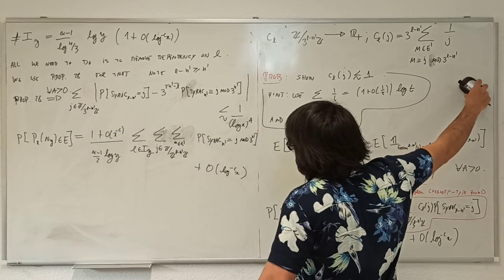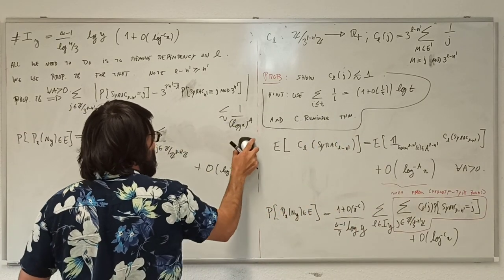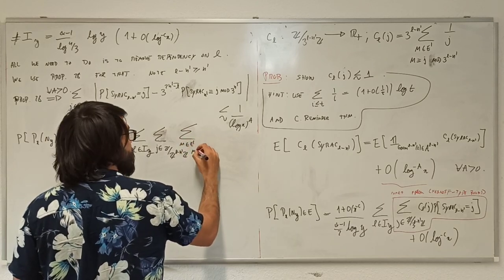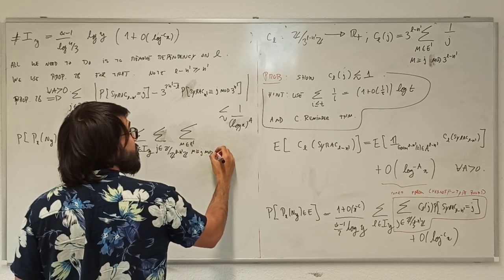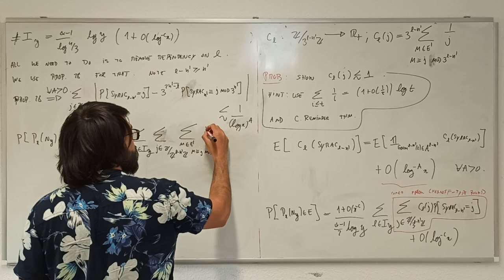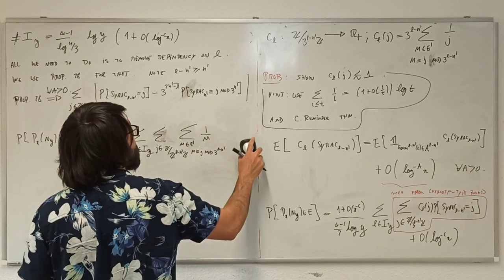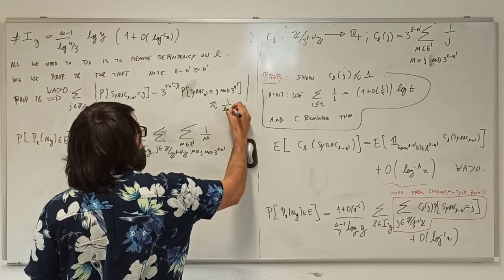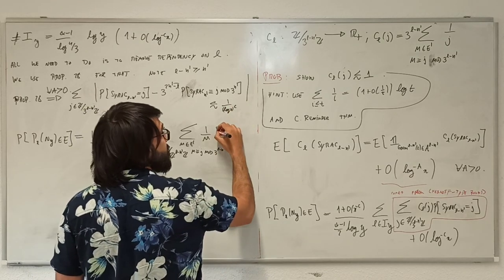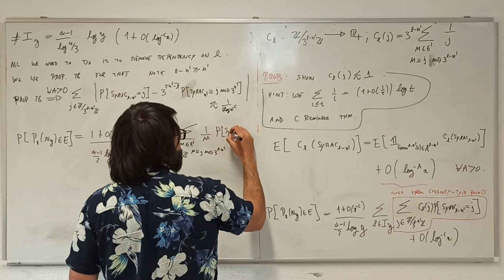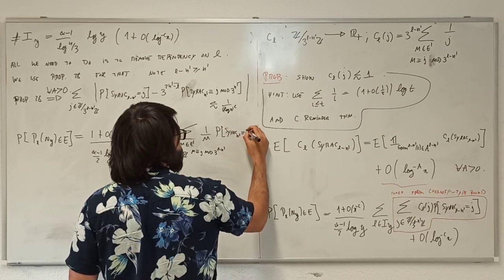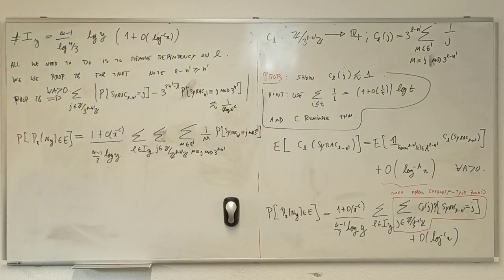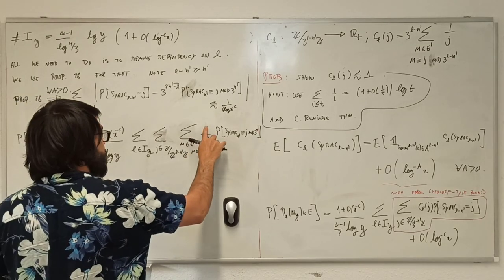So maybe I should give myself some space here. Let me replace this by m in E prime, where m is J mod 3L minus n prime, and this is 1 over m. Let me give some extra space here. So this is 1 over log of x to some small power. And that would be the probability of Sirac n prime being J mod 3n prime. And there is a 3 to the n prime that I forgot here.